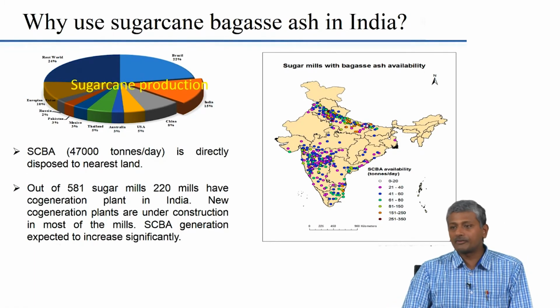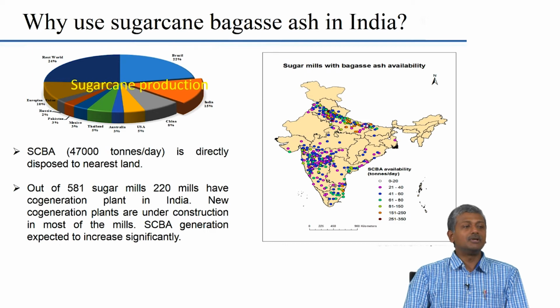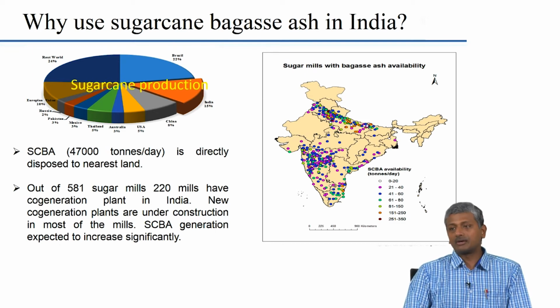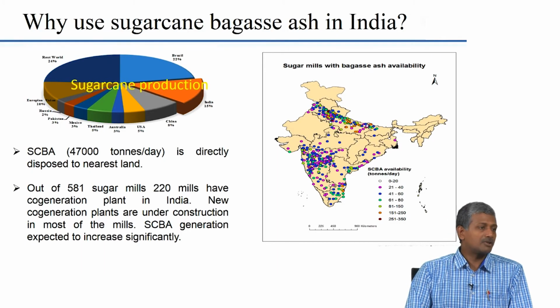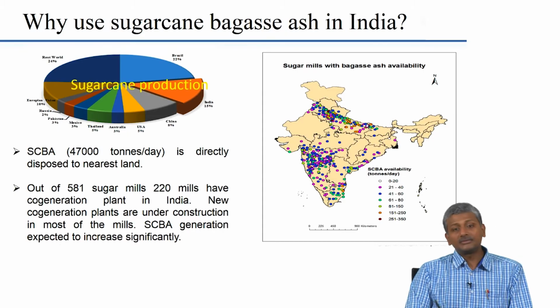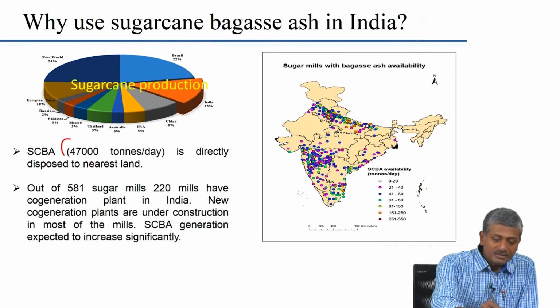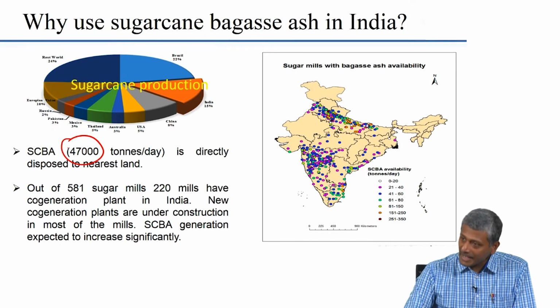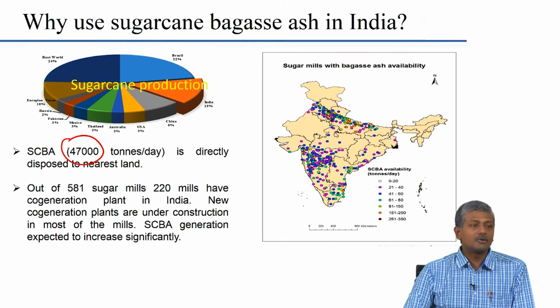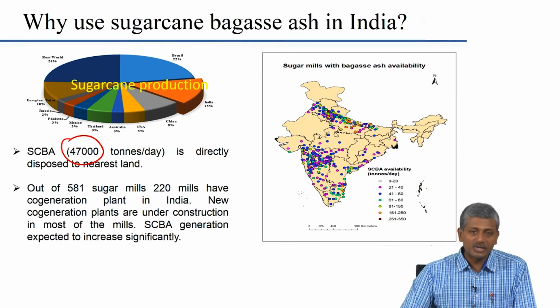In India, it makes a lot of sense because India ranks second in the world in terms of sugarcane production after Brazil. If you look at literature on bagasse ash, you will see a lot of literature coming out of Brazil, obviously because it is available there in plenty, then India, Thailand. So, these are the countries that produce a lot of bagasse ash or bagasse. Okay. So, in India, 47,000 tons per day of bagasse ash is produced, and it is available for usage, but it is mostly getting disposed.